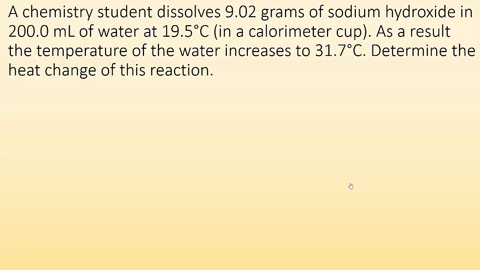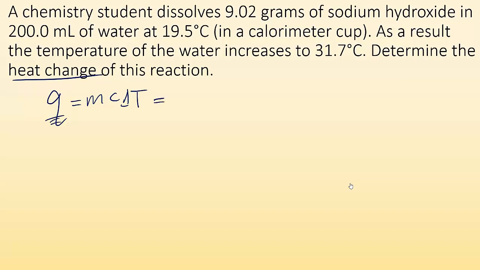It says a chemistry student dissolves 9.02 grams of sodium hydroxide in 200 milliliters of water at 19.5 degrees Celsius into the calorimeter cup. As a result, the temperature of the water increases to 31.7 degrees Celsius. Determine the heat change for this reaction. Well, all right, I'm going to use my formula. Q equals mc delta T, and it's asking for the heat change, so I'm solving for Q. So it's set up how I need it.